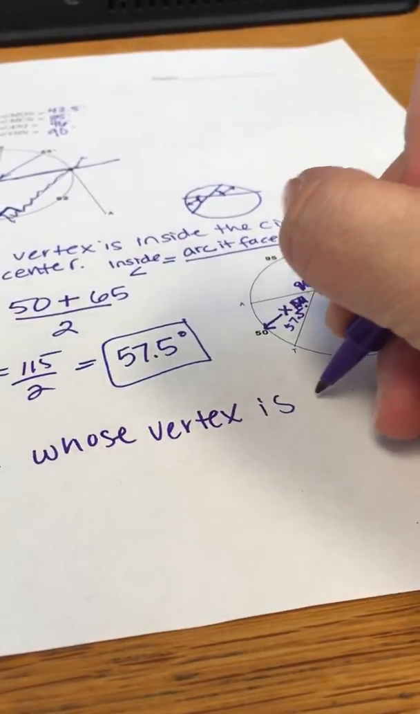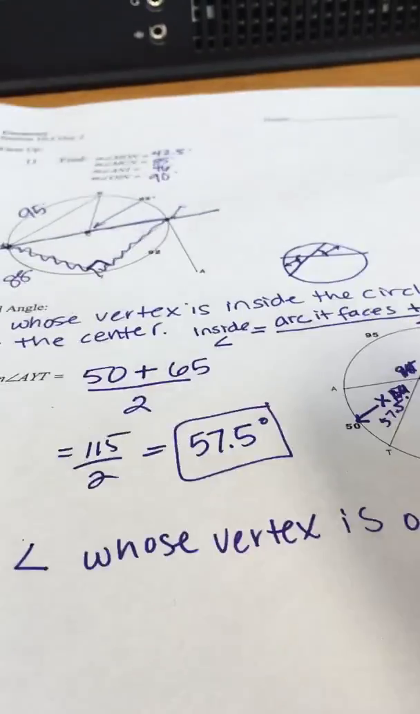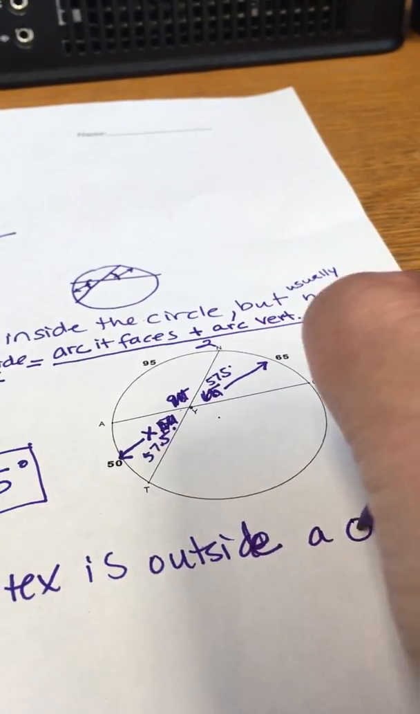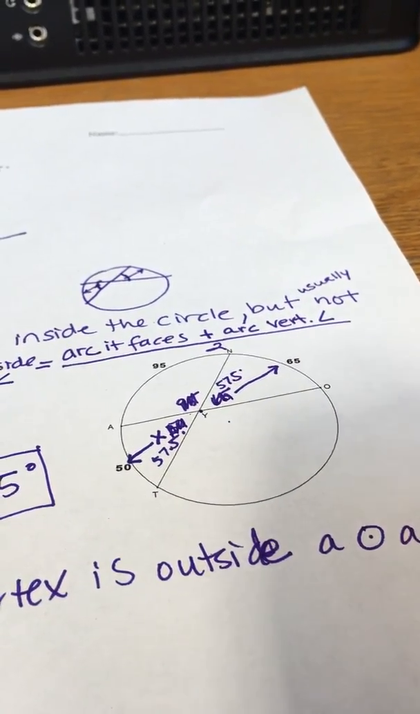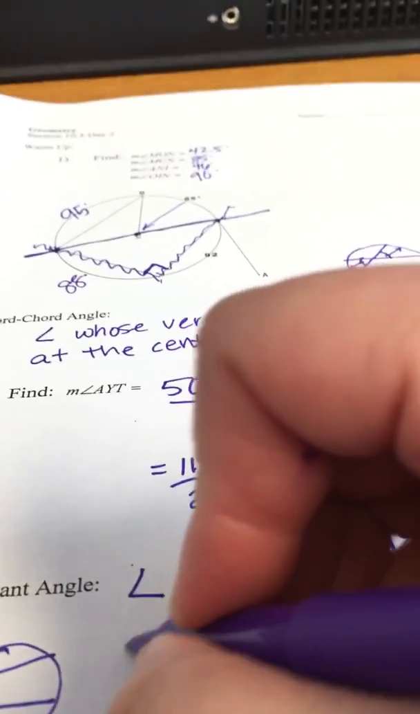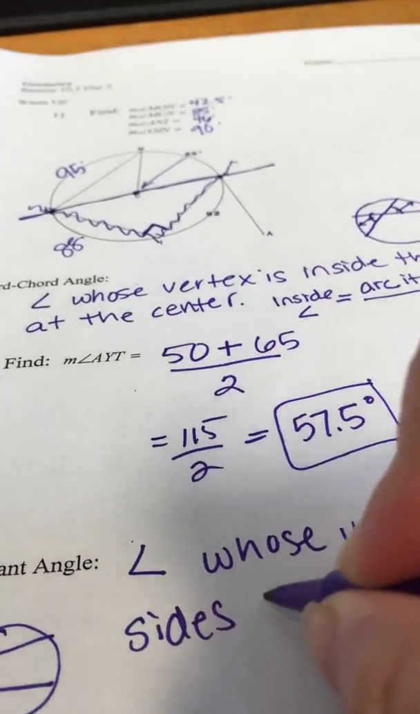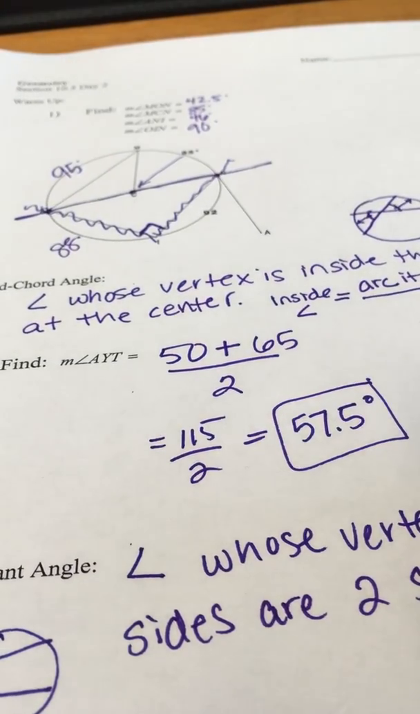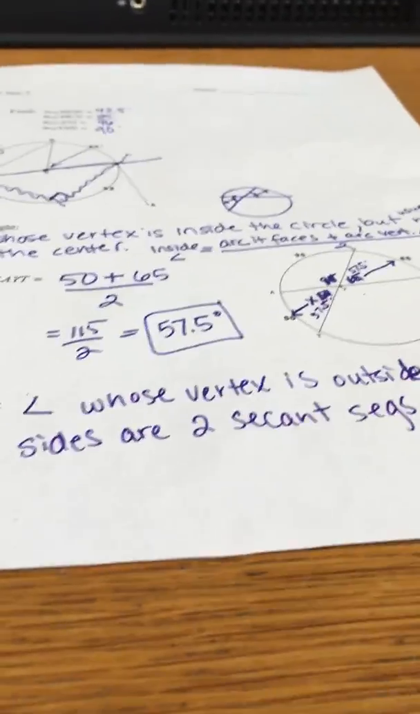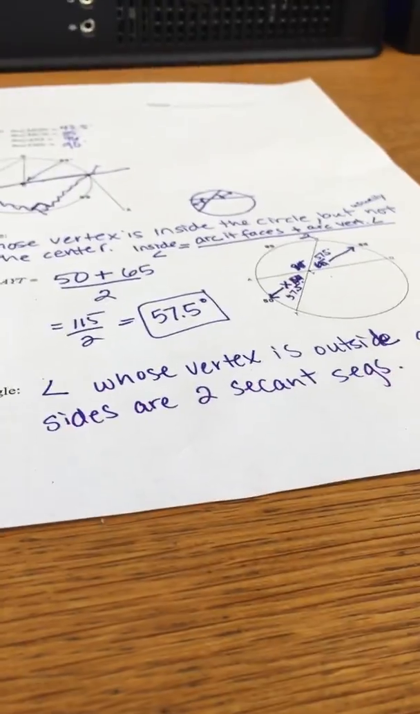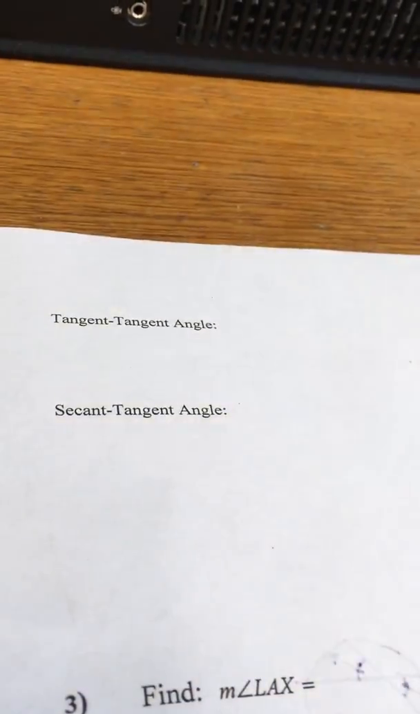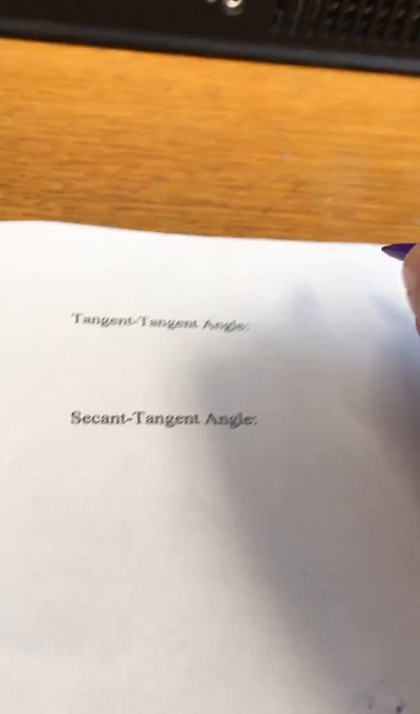is outside a circle, and sides are 2 secants. Okay, and really when they give you the secant secant and then the next one they give you tangent tangent, they tell you what it's being made from.